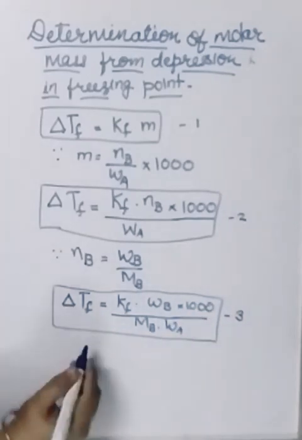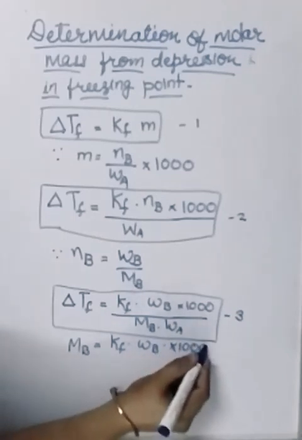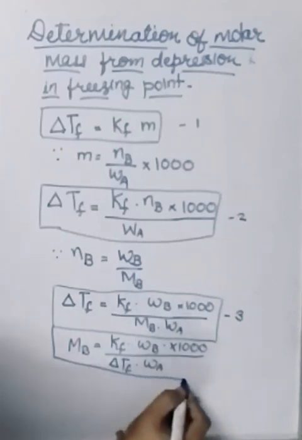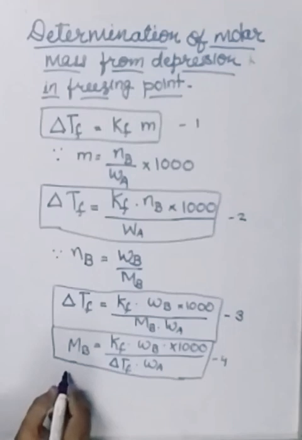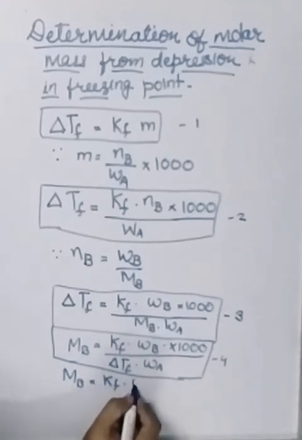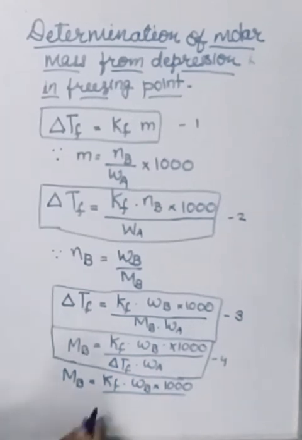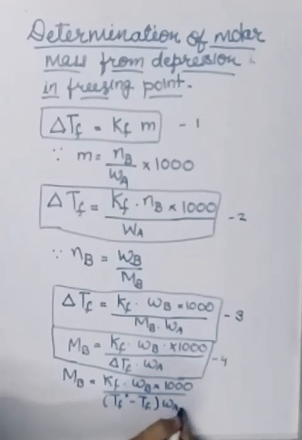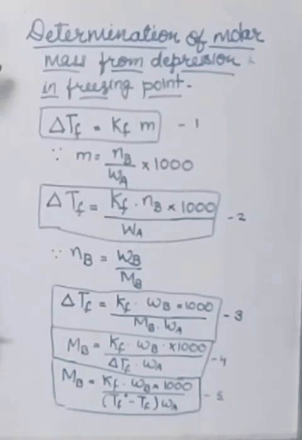Now from here we will cross multiply. MB equals KF WB into 1000 upon del TF upon WA. This is the expression for molar mass. If you want to find molar mass, you can use this fourth expression directly. We know del TF equals TF0 minus TF. So MB equals KF WB into 1000, on putting TF0 minus TF instead of del TF, we can use this formula also directly. This is expression number 5.